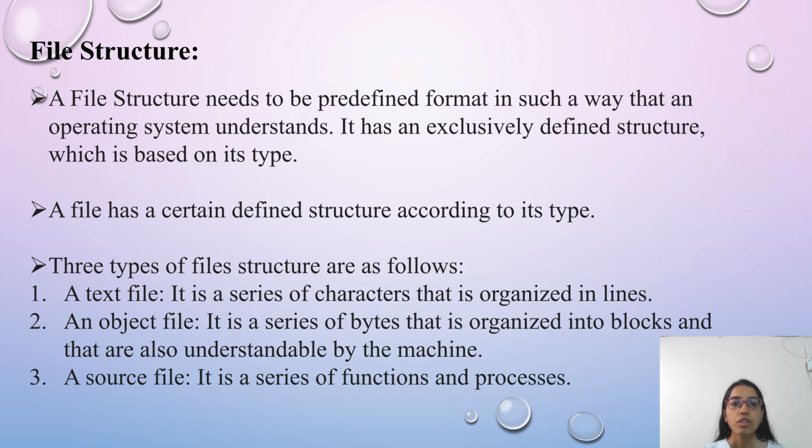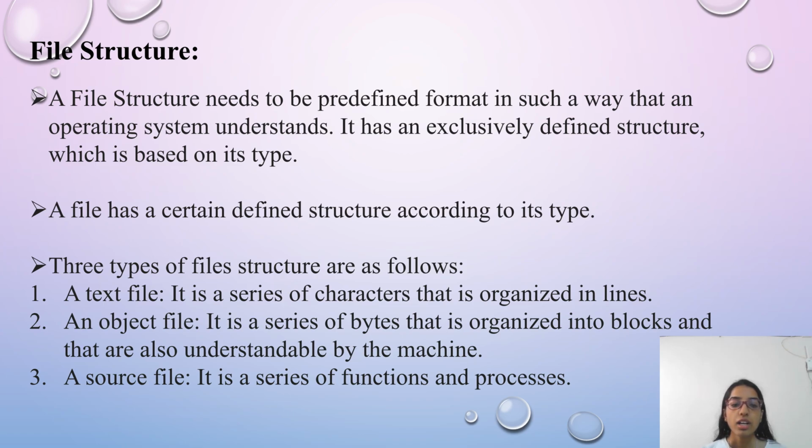File structure. A file structure needs to be in a predefined format in such a way that an operating system understands. It has an exclusively defined structure which is based on its type. A file has a certain defined structure according to its type. Three types of file structure are as follows.